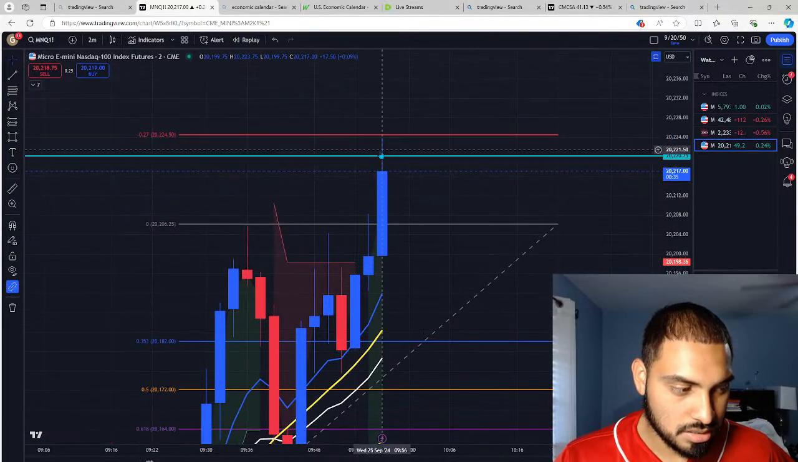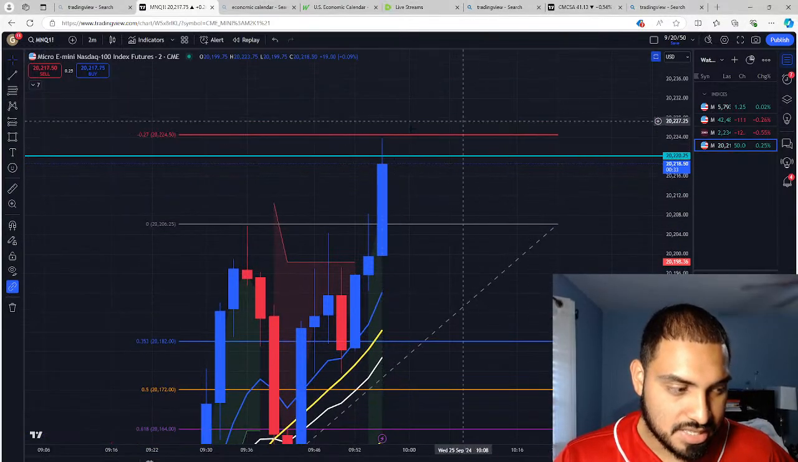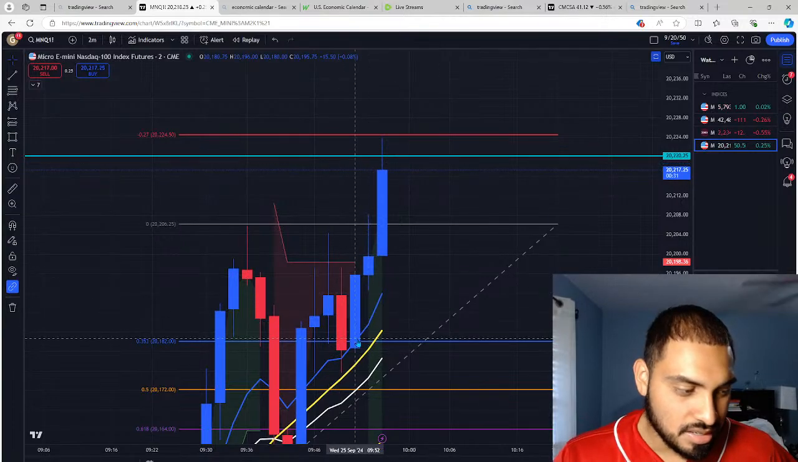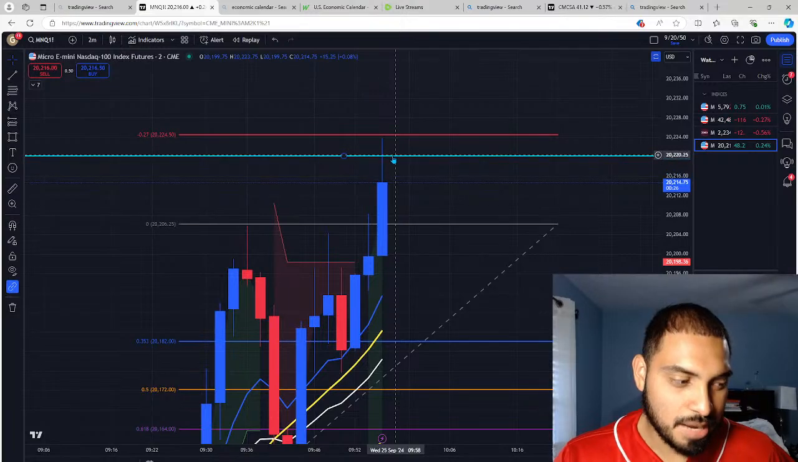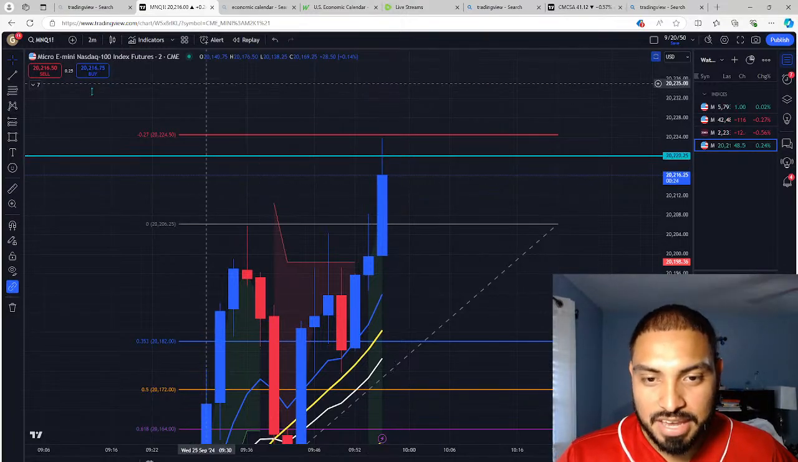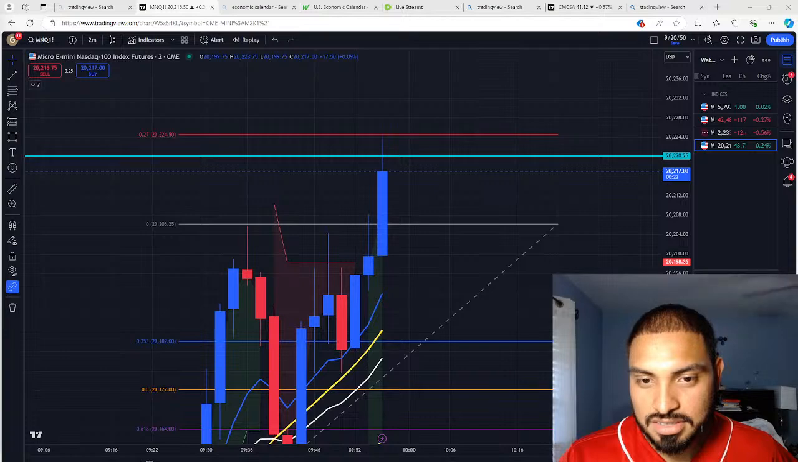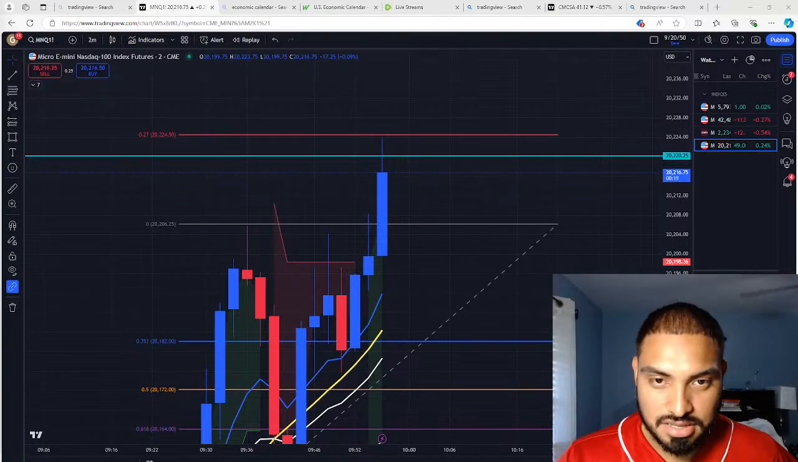Yes, sir. Look at that wick. Sensitivity on this level. Bounce off golden ratio, broke super trend, take profit right there. In and out, baby. In and out. Easy peasy.